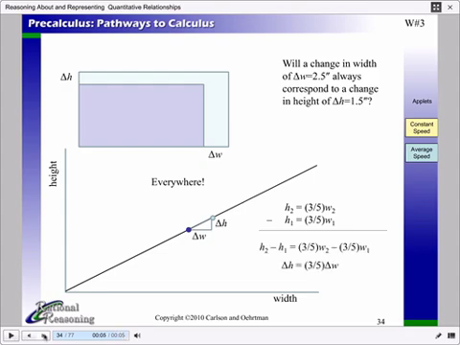And that was this that we proved, that if the quantities are proportional, then the changes are proportional with the same constant of proportionality, the same constant multiple.